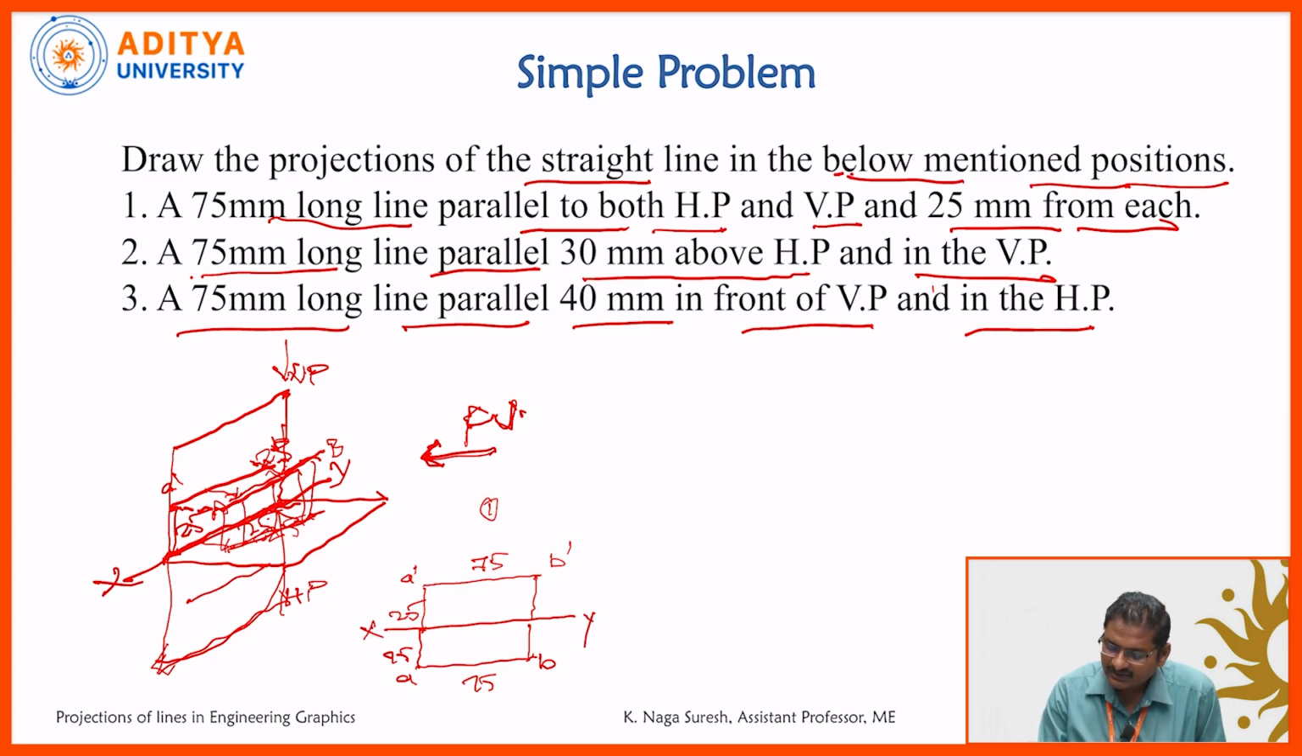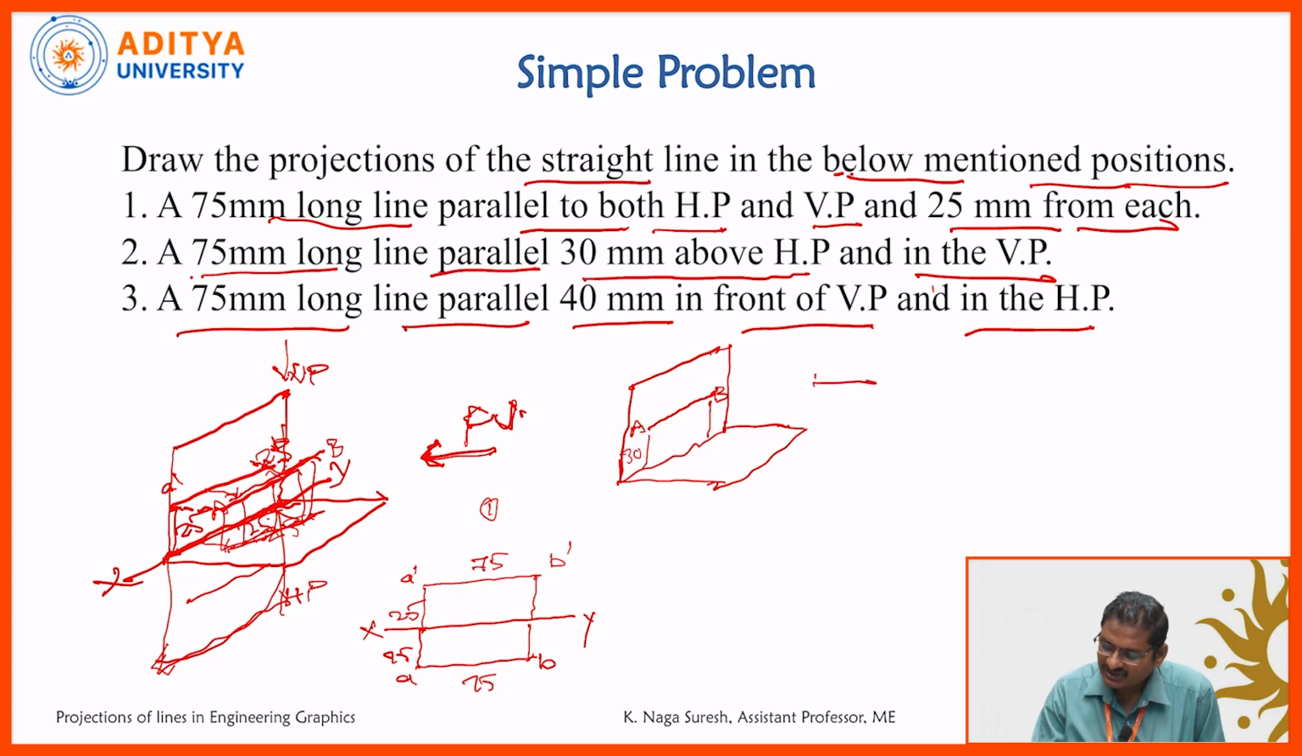The second line is the 75 mm long line parallel to HP, 30 mm above HP. So this is the 3D representation of the object. A 75 mm long line parallel to both HP and VP, 30 mm above HP and in the VP. That means the line is placed directly on the VP. So this is AB, and the distance above the HP is 30 mm.